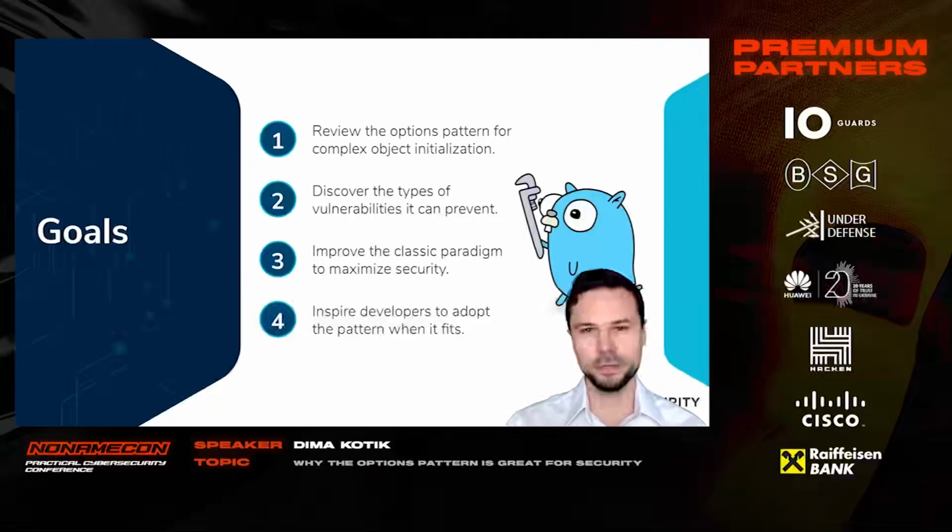The goals of our presentation are the following. We will review the options pattern for complex object initialization. We will discover the types of vulnerabilities it can prevent. We will try to improve the classic paradigm to maximize security. And finally, I hope this talk inspires you to adopt the pattern when it fits. The examples will be provided in Golang because I like it very much and they fit very nicely on slides.